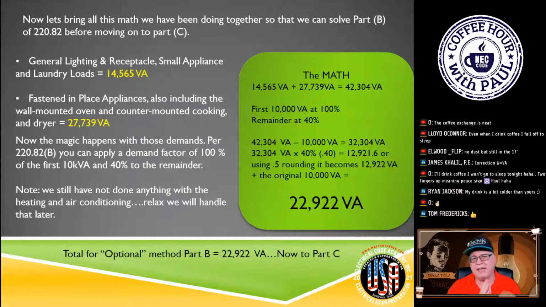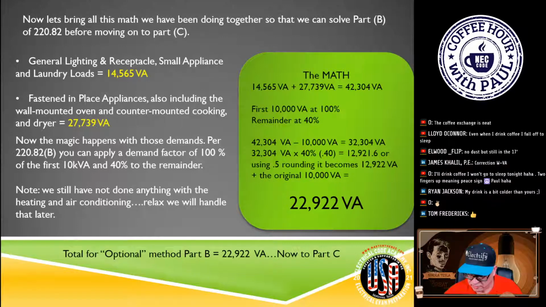So we get to do something now with B. We get to apply some demand factors, right? You're wondering when we're going to apply demand factors, but here we go. So we take the 14,565, which we got earlier from the general lighting, receptacle, and laundry load applications. And then we moved on to the appliances, which is cooking and the fixed appliances and the water heater and all that, the dryer, and that was 27,739, right? So we add these two together, we have 42,304, okay?